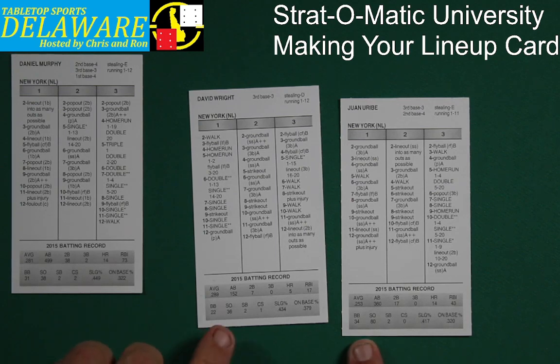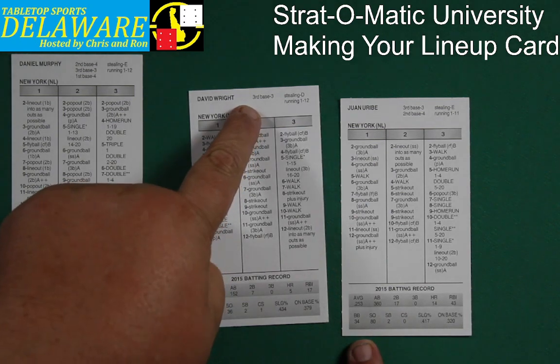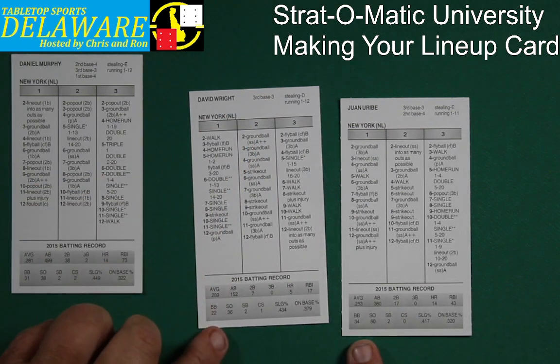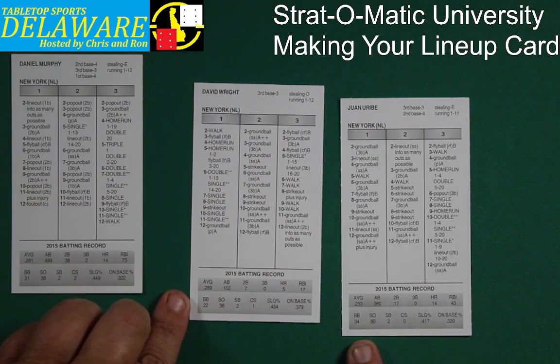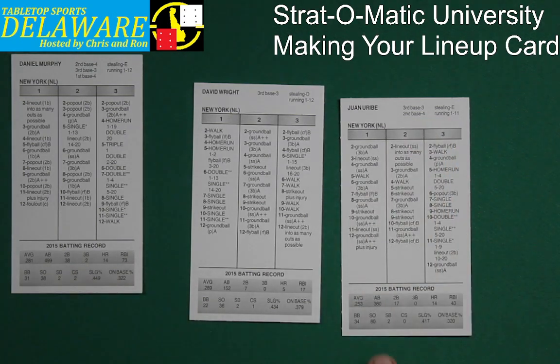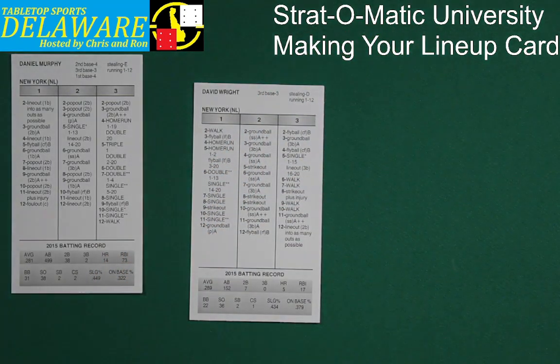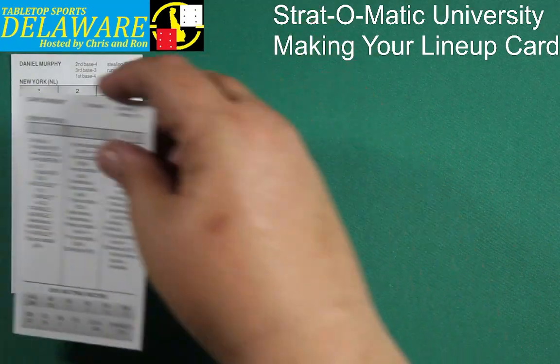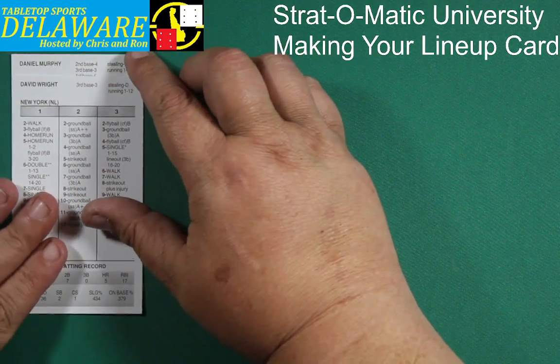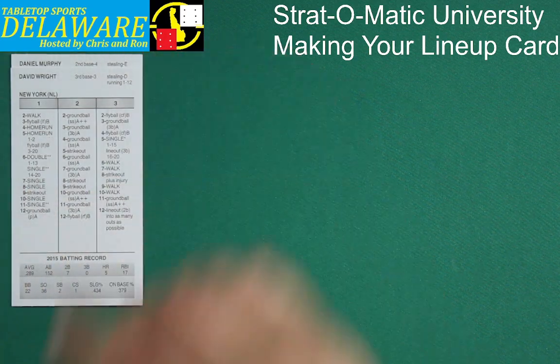Now, David Wright is rated a 3, has a better batting average of .289. Juan Uribe has a rating of 3. He's got many more bats, but for this game, we're probably going to play David Wright. Why not? We can. So we'll have David Wright playing third.